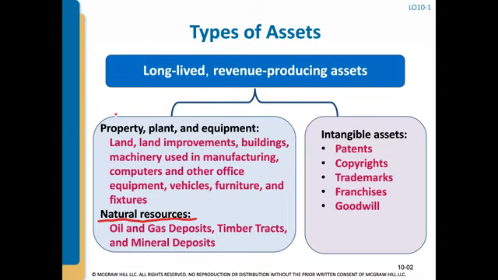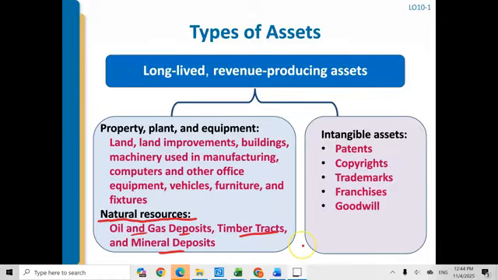Natural resources are assets that a corporation can acquire or develop, and these assets cannot be manufactured. They come from nature, and examples of those are oil and gas deposits, timber tracts, which think of those more as tree farms, and we can extract mineral or mineral deposits from the ground.